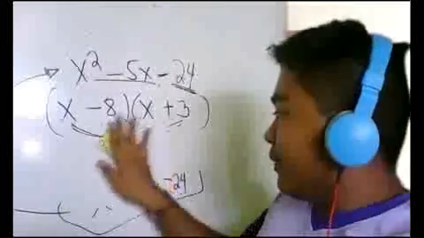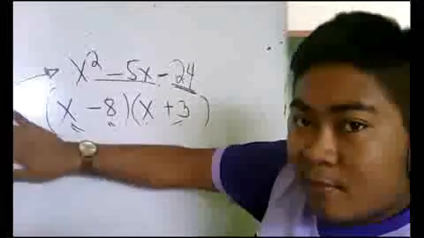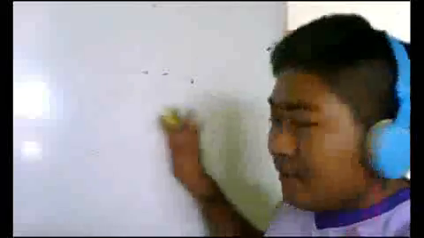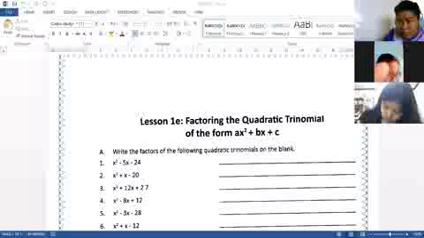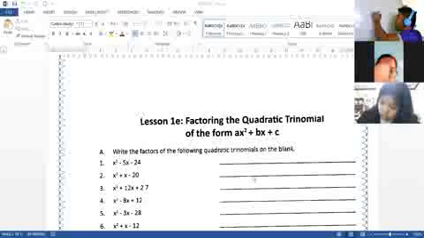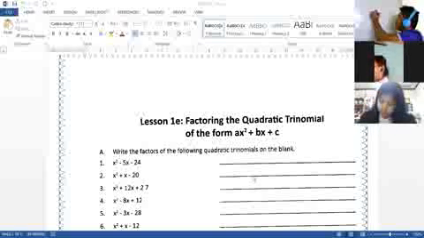Gets? Or another example? Another example po. Okay, so another example is this. Let's see your worksheets. Ayan. Let's try to have number 3. x squared plus 12x plus 27. Ayan.